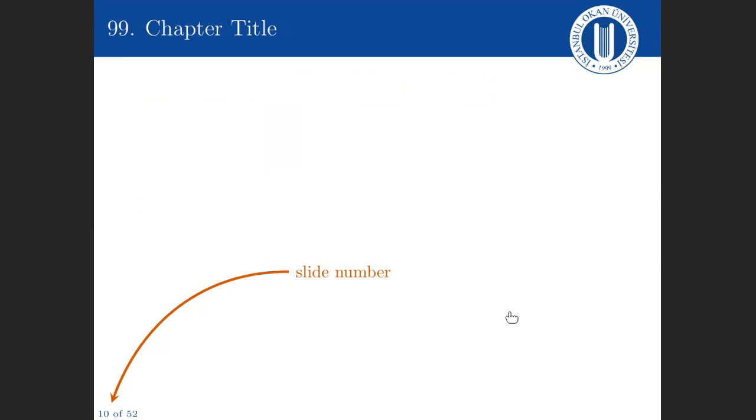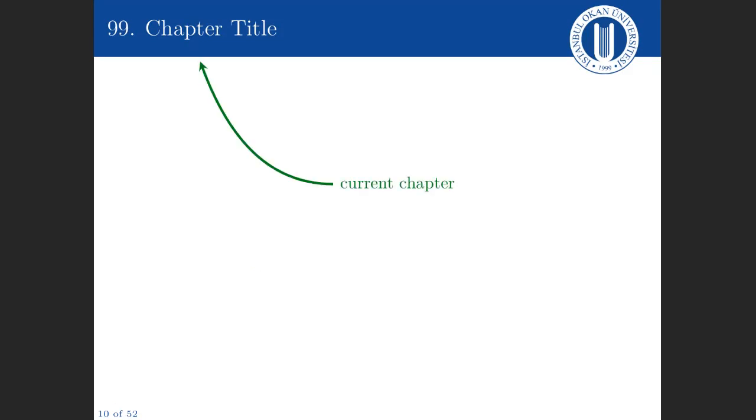You may have noticed already, in the bottom corner of the screen is a slide number. This will give you an idea of roughly how close to the end of the lesson we are. And if you're following along in the lecture notes, the current chapter in the lecture notes is written at the top.